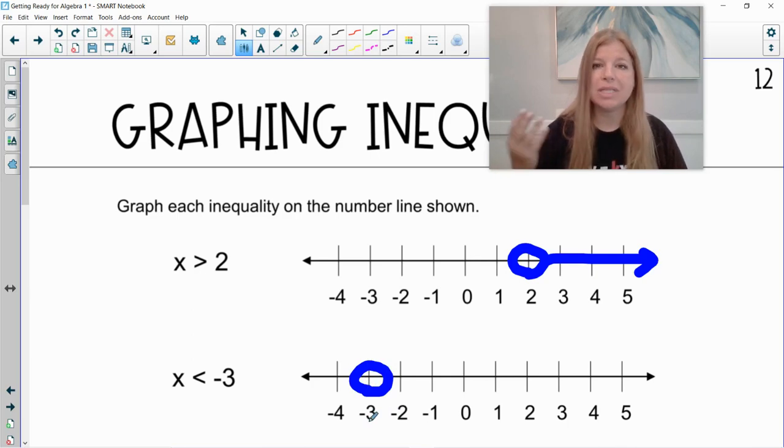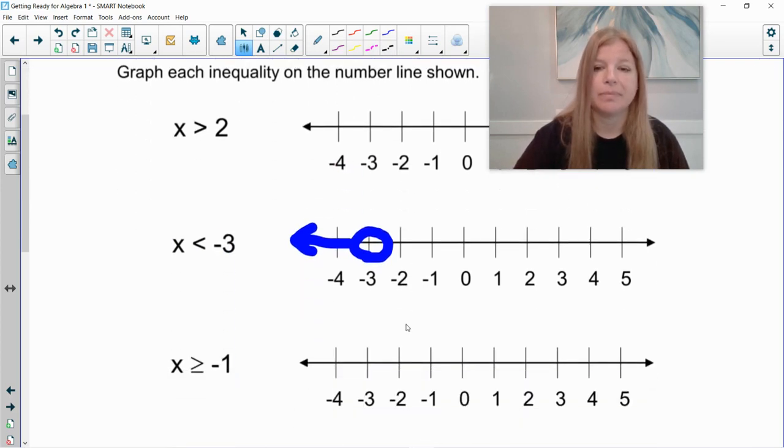And where are the numbers less than -3? Is -4 less than -3? Or are all these numbers to the right less than? Less than is always to the left when the variable is first. All of my inequalities are going to have the variable being first. That's a really important note to make.